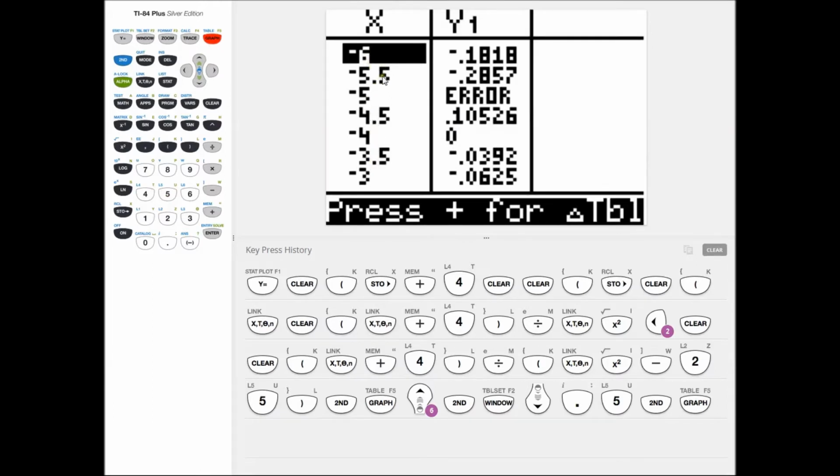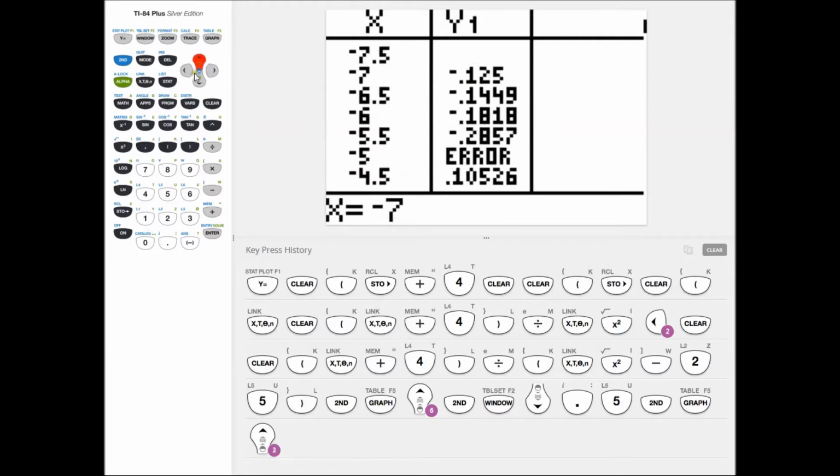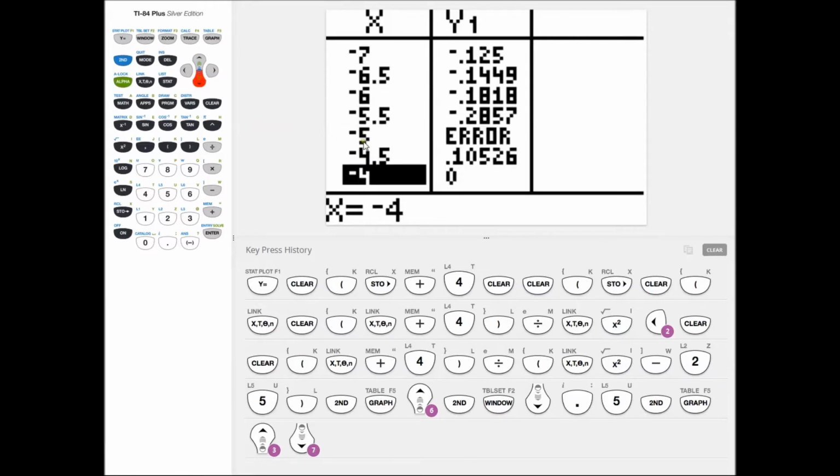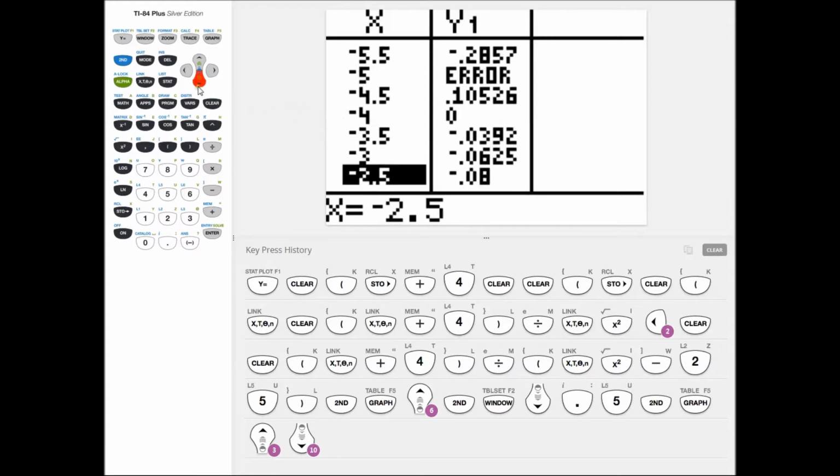So now I can see the numbers that are less than -5 all come out negative. This is all going to be negative up here. When I get to -5, I get an error message, as we expected. In between those two values, it's positive. -4 is 0, as I expected. And in between -4 and all the way from there up to +5, these are all going to be negative again.